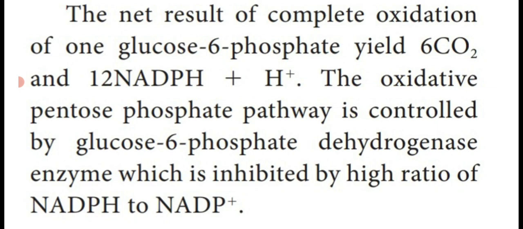So the oxidative phase of the pentose phosphate pathway is controlled by the enzyme glucose 6-phosphate dehydrogenase, which is inhibited, that means stopped, by a high ratio of NADPH to NADP.